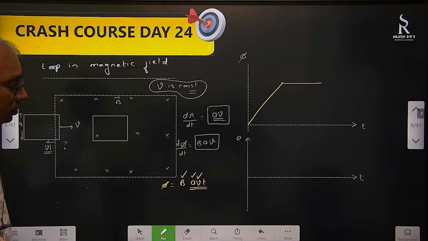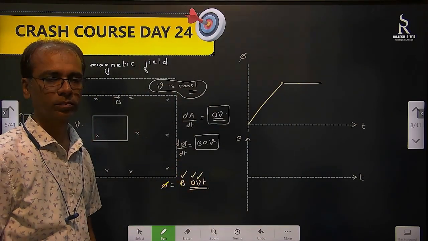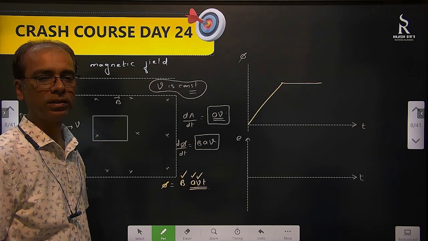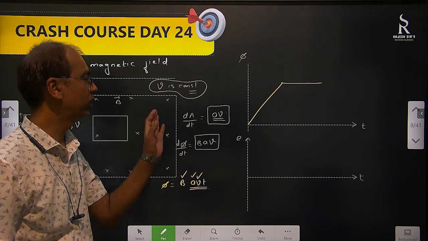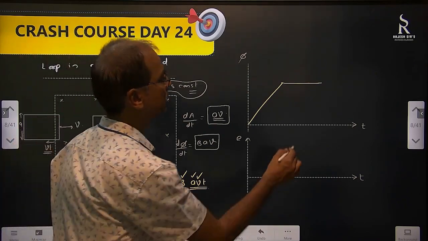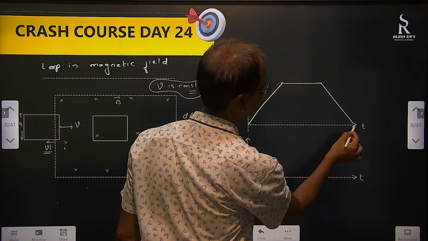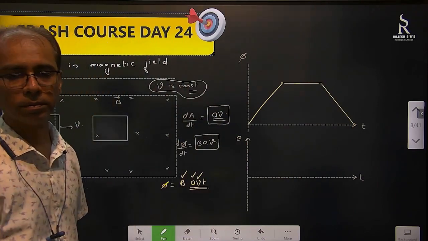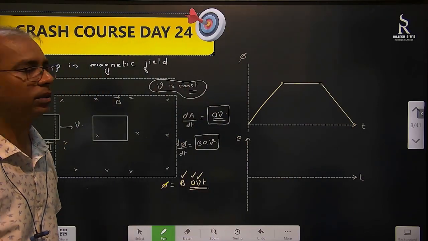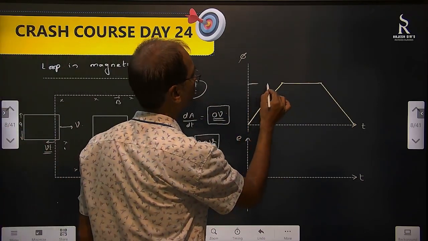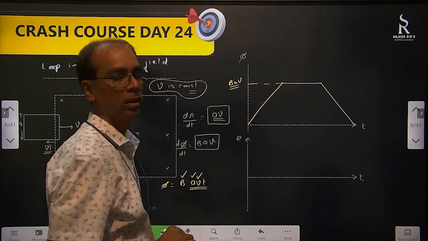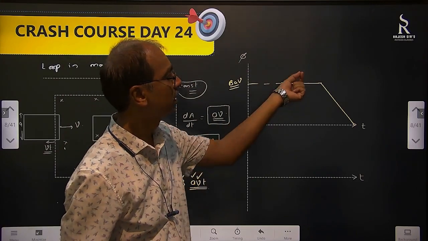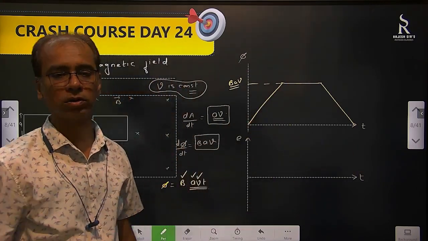Okay, then it starts decreasing. Will the rate be the same? Obviously, the rate will be the same because the velocity is constant. So it will decrease in this way. Now here the flux is maximum. The rate at which it increases and the rate at which it decreases is constant.